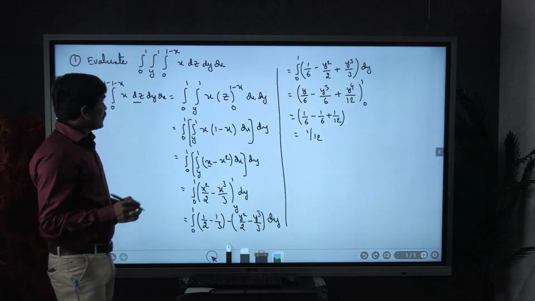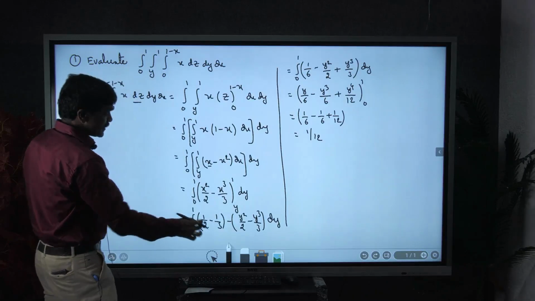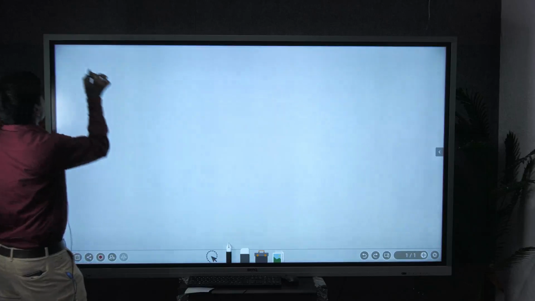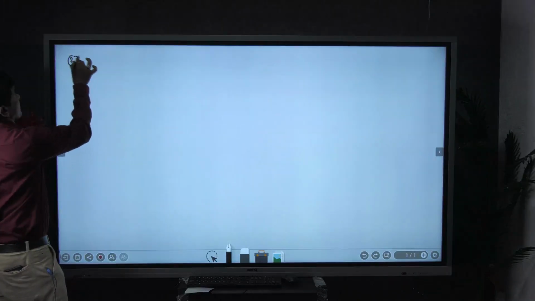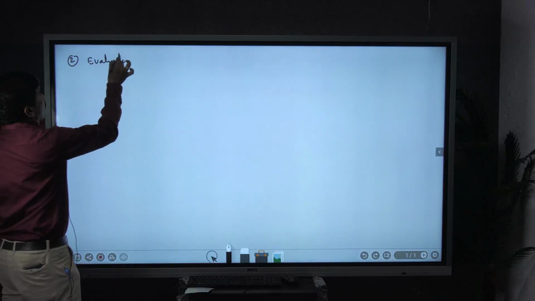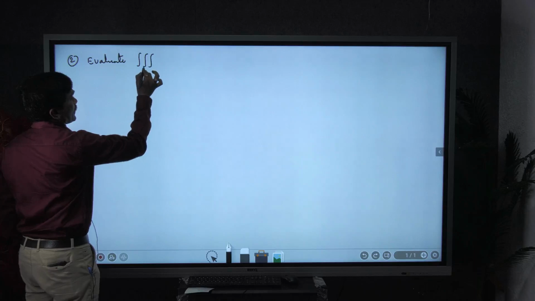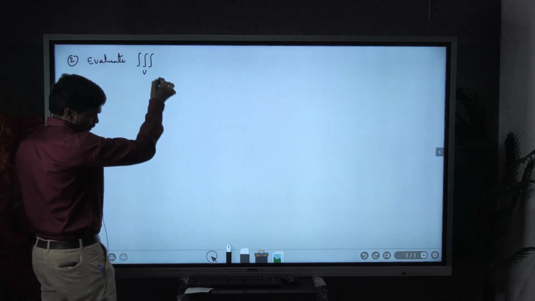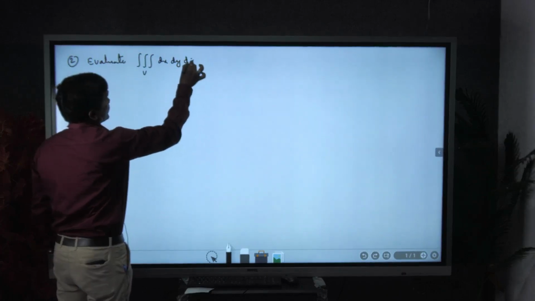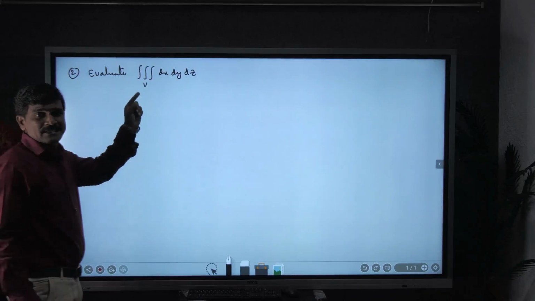Next we are going to discuss one more problem on triple integration. Evaluate the triple integral over V of dx dy dz.